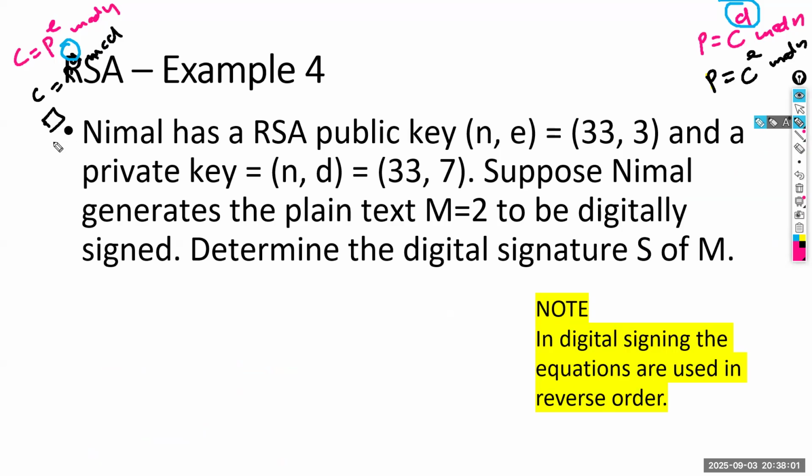Okay. Can you do this? Give it a try. Okay, because this is our first example, I will do it. So Nimal has this. Suppose Nimal generates the plain text M equals 2 to be digitally signed. That means Nimal is going to sign it.